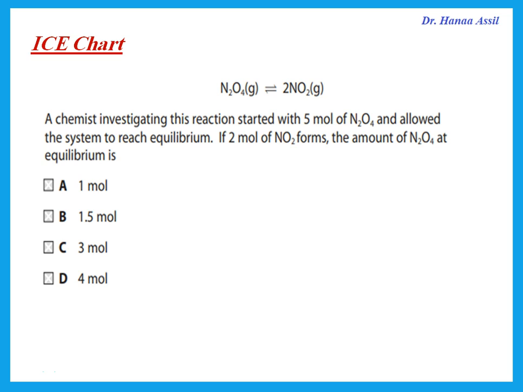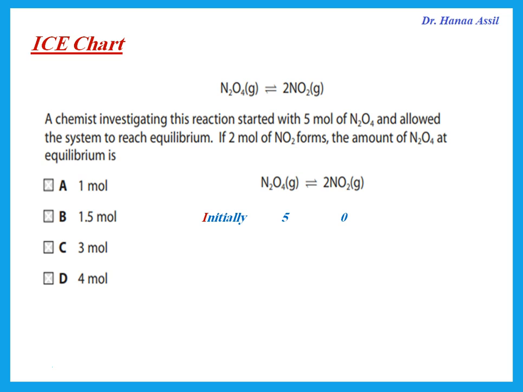Okay, let's learn to write what we call the ice chart. This means we have number of moles initially, changing and then forming at equilibrium. So if he says a chemist investigating this reaction started with 5 moles of N2O4 and allowed the system to reach equilibrium, that means initially I have 5 moles of N2O4 and nothing of the NO2. Then he says 2 moles of NO2 forms.